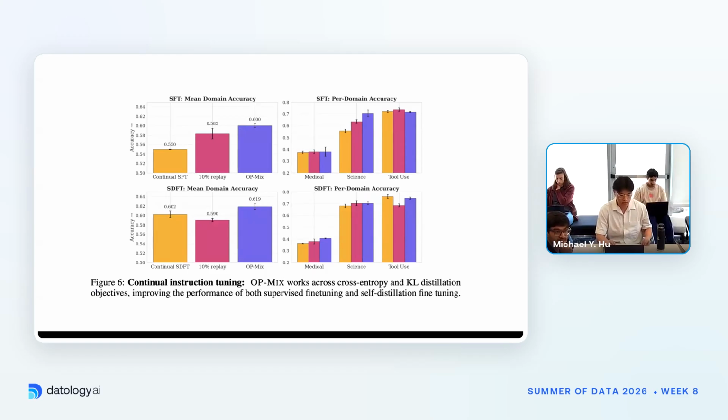And so here are the results. We took this setting from the self-distillation fine-tuning paper, and there they trained on medical, then science, and then tool use. So we just did the same thing. The thing to note here is that OP mix roughly matches the accuracy of self-distillation fine-tuning. And of course, you can also run OP mix to do data replay alongside self-distillation fine-tuning, and that does even better. I did a bunch of work to match the results in their papers, so these are not worse results.